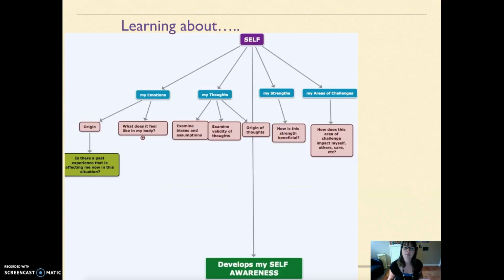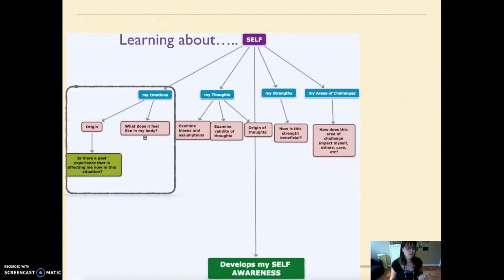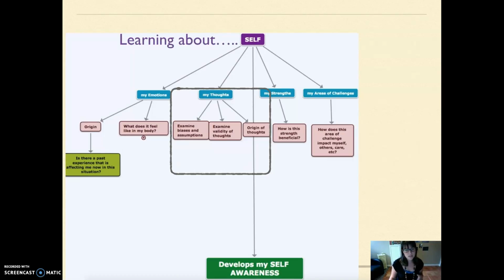You may want to examine in a critical reflection your emotions in a particular situation, your thoughts, your strengths, or your areas of challenge. If we look at your emotions, if you were angry in a situation, look at the origin of it. Is there a past experience that may have caused you to act that way? What does that emotion feel like in your body so that you can recognize it next time if it were to arise again?